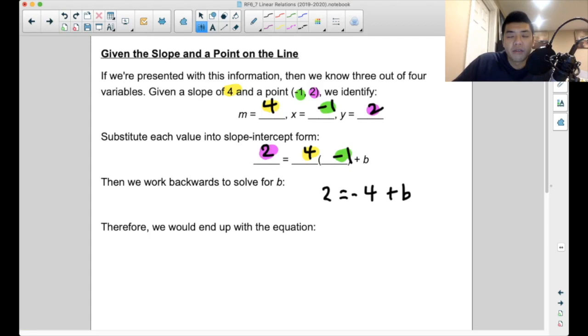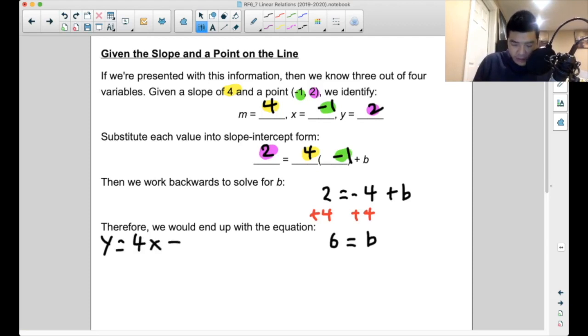In order to move that -4 away from that b value, we want to add 4 to both the left and the right sides. So we're going to add 4 and add 4. We are left with +6 on the left side, and we have b on the right side. So we know that b is now equal to 6. We're going to go ahead and plug in that b value into that original equation. And we've got y is equal to 4x plus 6.